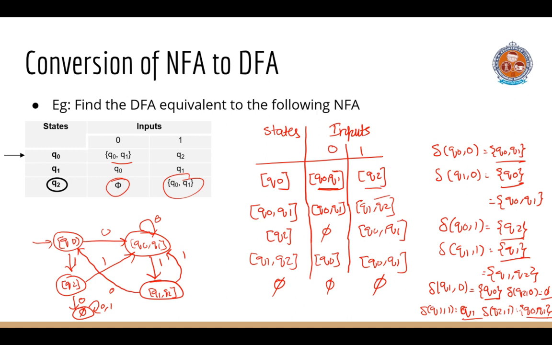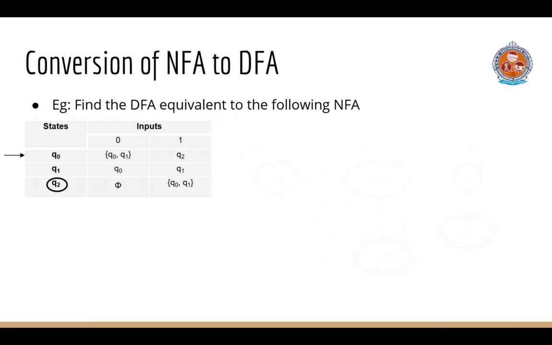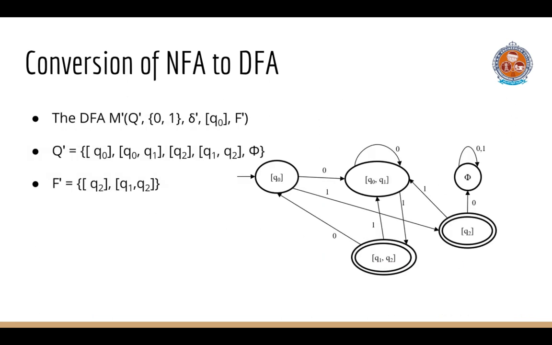So this is the final DFA. What are the final states in it? Take the final state in the NFA. It is Q2. Please check in which states Q2 is present. Here Q2 is there, so it will be a final state. And here Q2 is present, so this is also a final state. So finally this is the DFA. These are the states and those are the final states, and this is the complete DFA. Thank you.